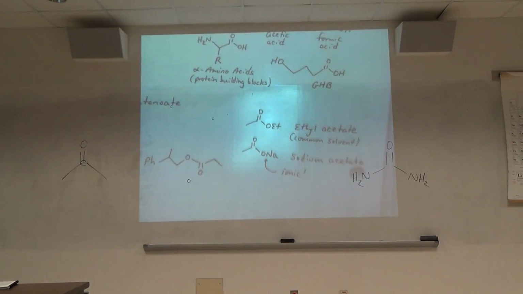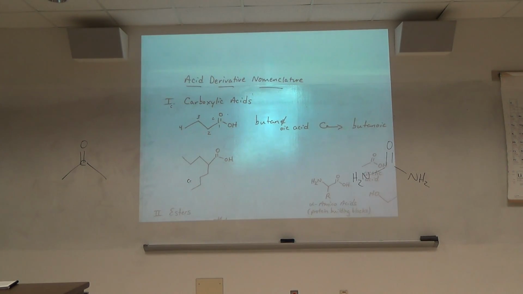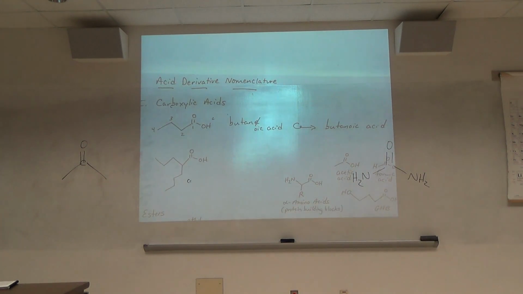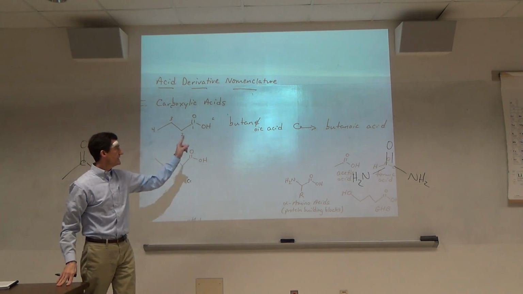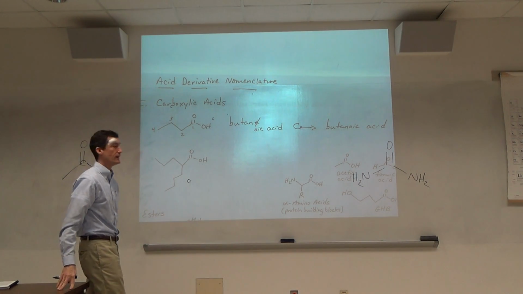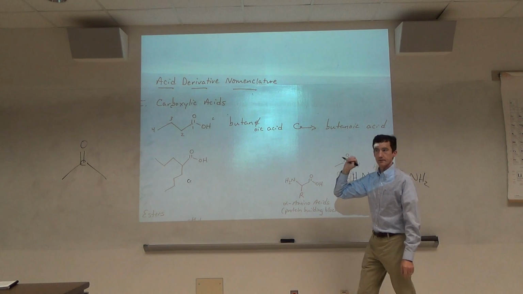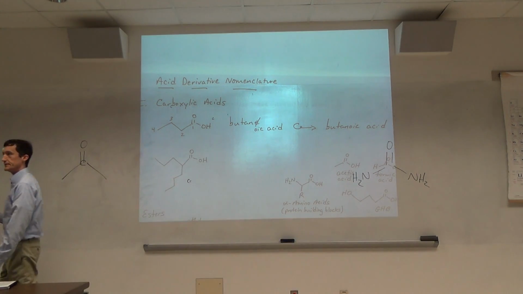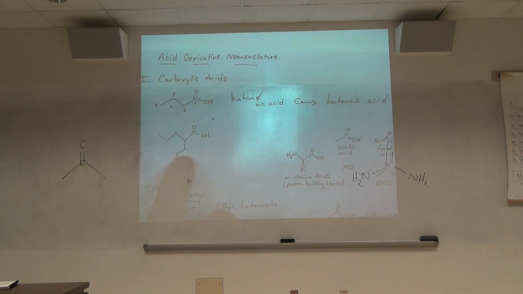Okay, let's look at nomenclature. So, carboxylic acids. Longest continuous chain. 1, 2, 3, 4. Butane. We replace the E of butane with oic acid. So this becomes what? Butanoic acid. Replace the E with oic acid. The carbonyl of the carboxylic acid is your one position, always. And then you go out from there.